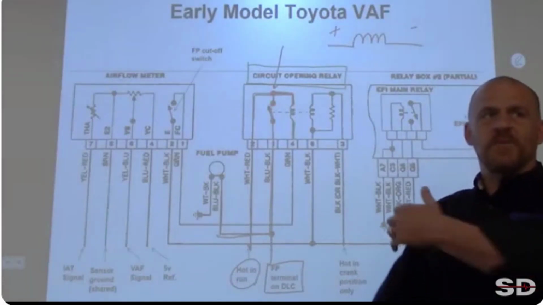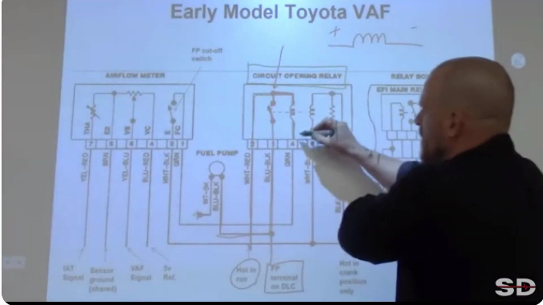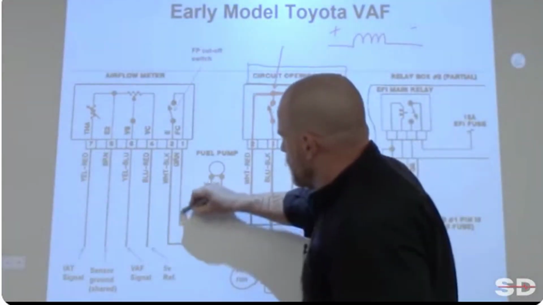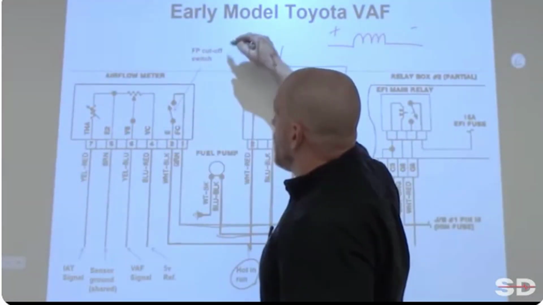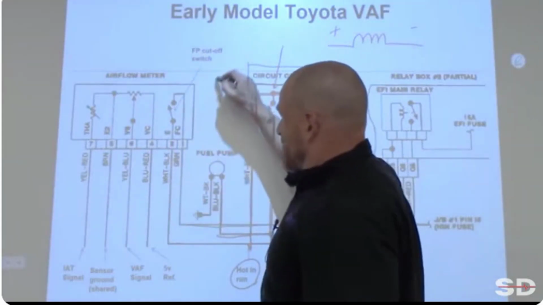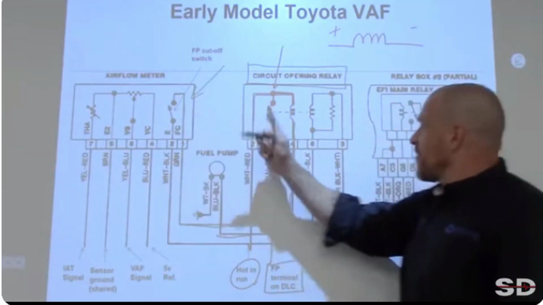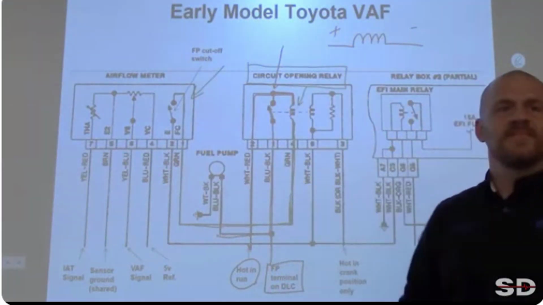Practice will help you with this. This has to be a ground. So follow this one. Where is this going? Over this way to this vane airflow meter. Now we know what this switch is doing in this meter. This switch is going to ground this coil.